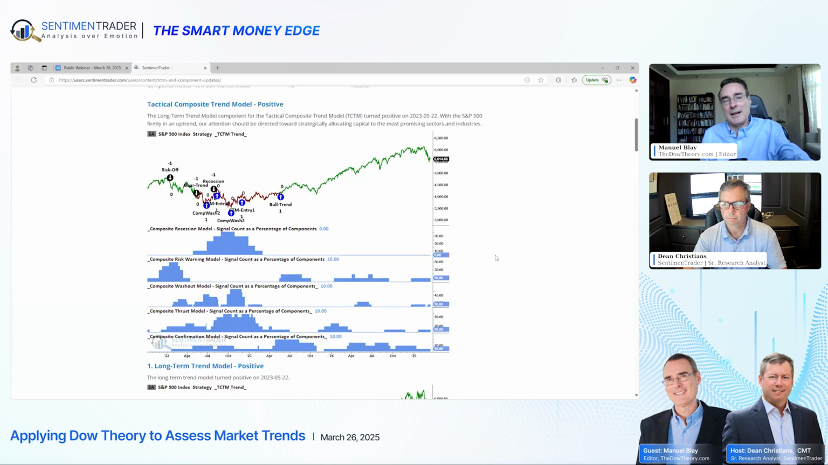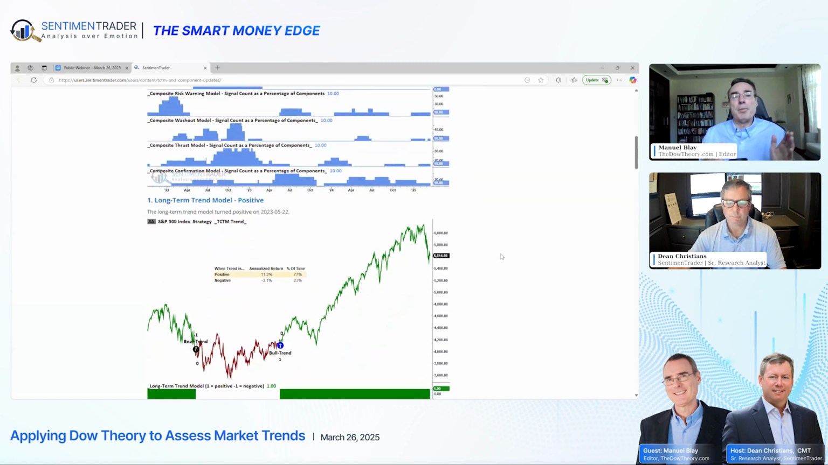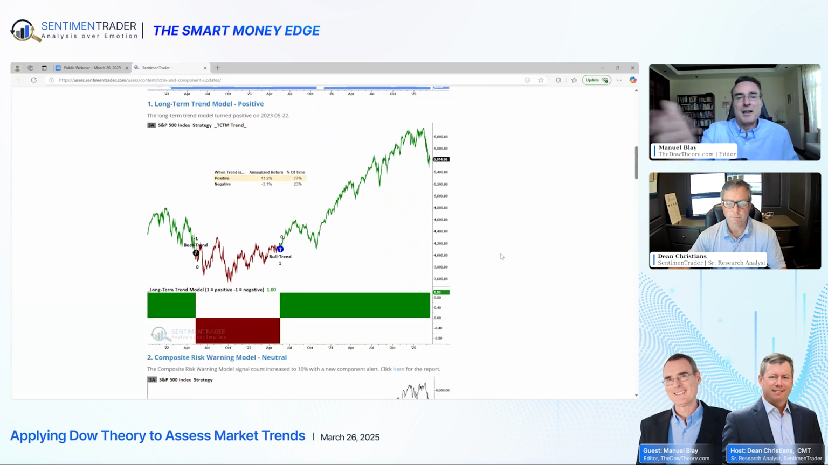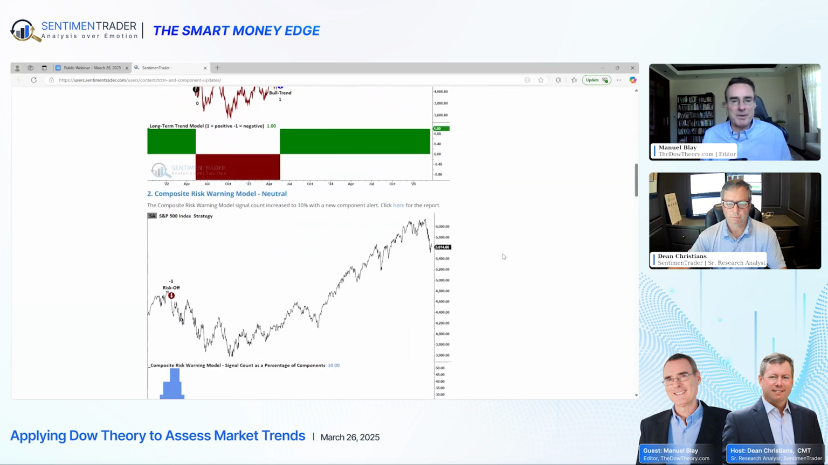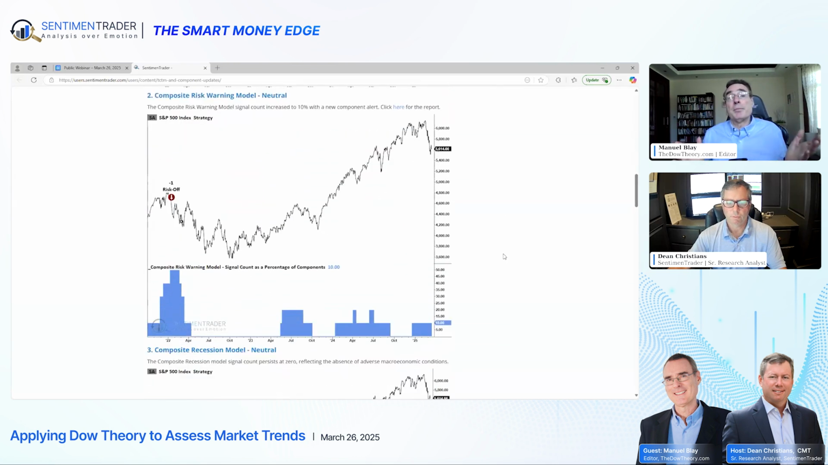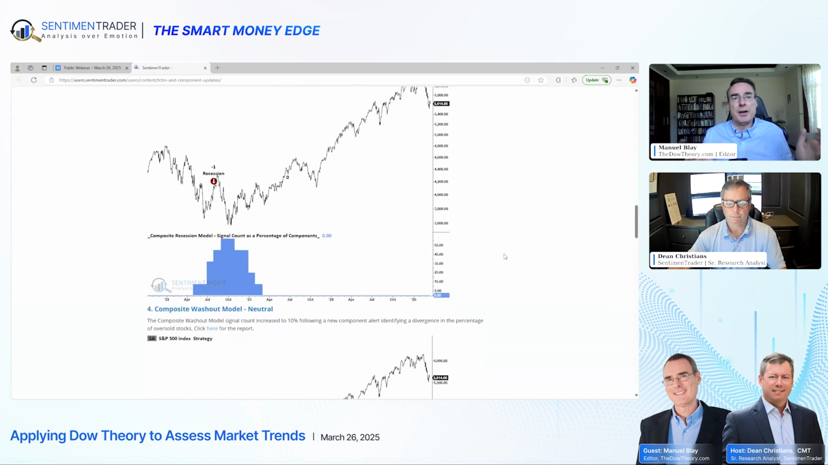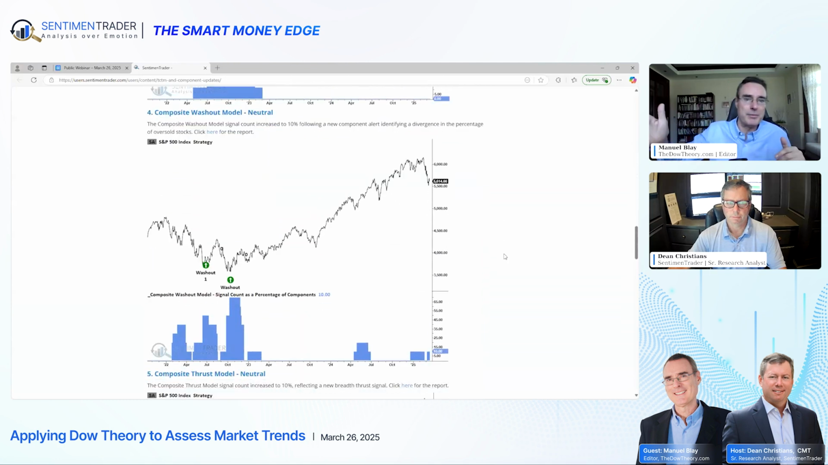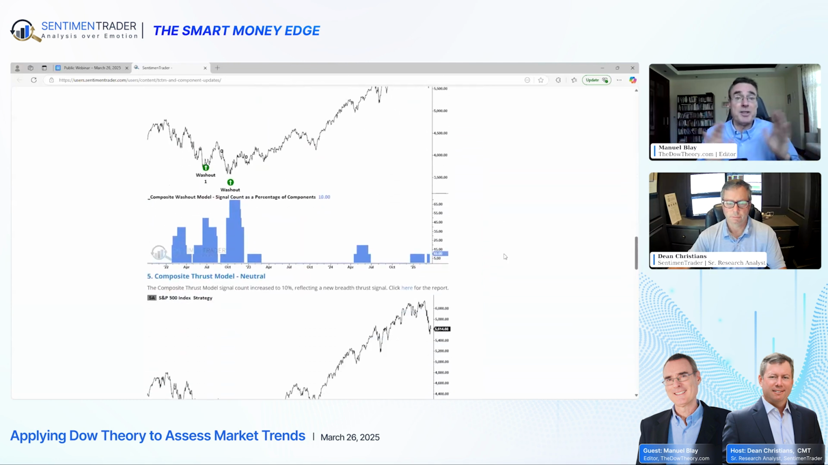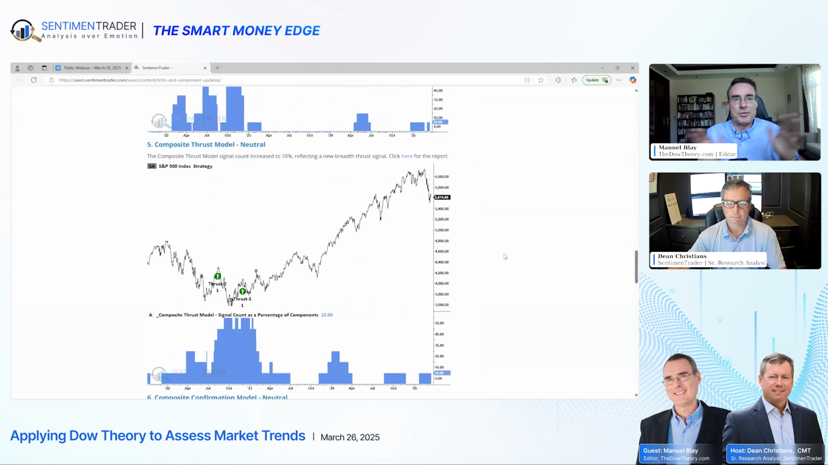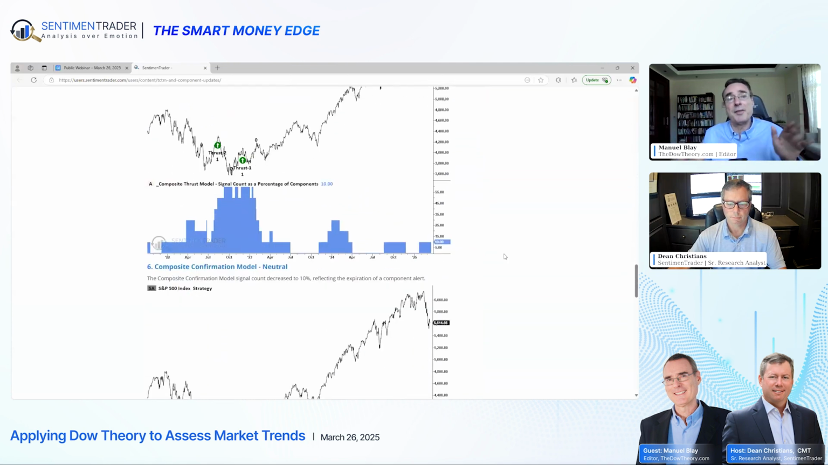I also look at the different components of this indicator, the recession model, the risk warning model, the composite washout model, etc. You can see that all of them remain in green mode. So for me, it's important because when there is so much panic out there, getting emails from anxious subscribers feels like the end of the world. It's really important to separate the wheat from the chaff.